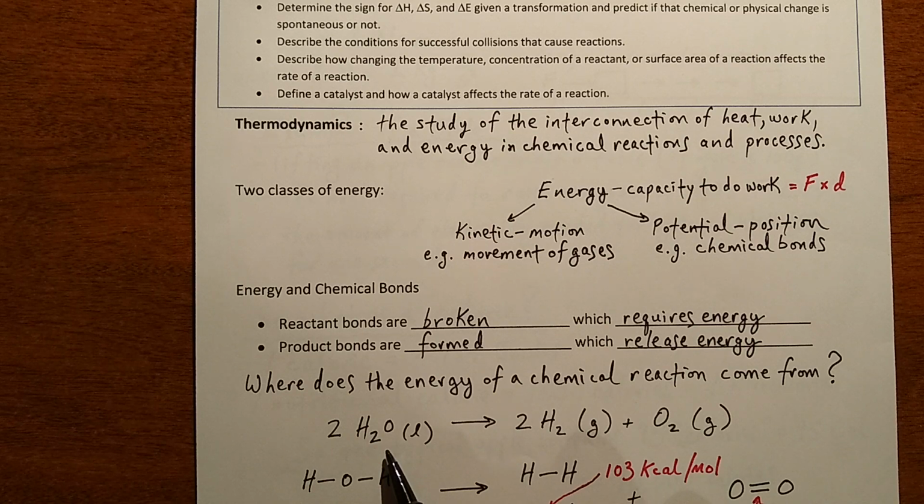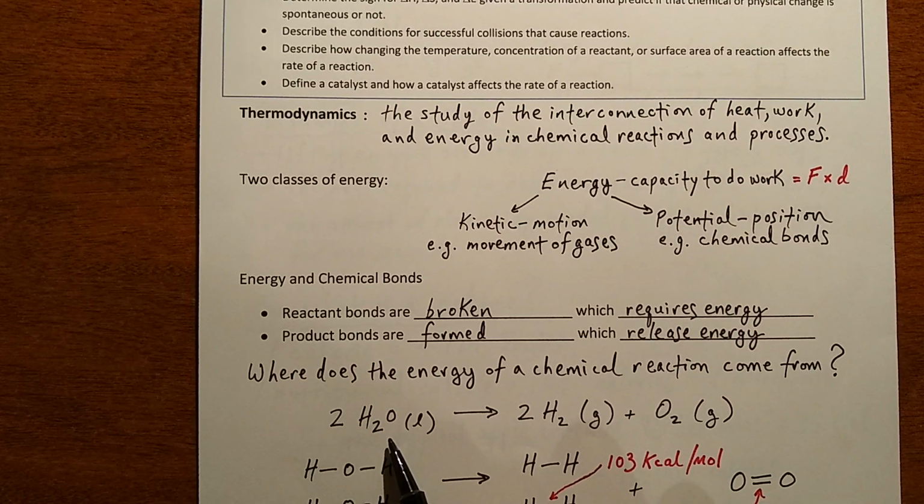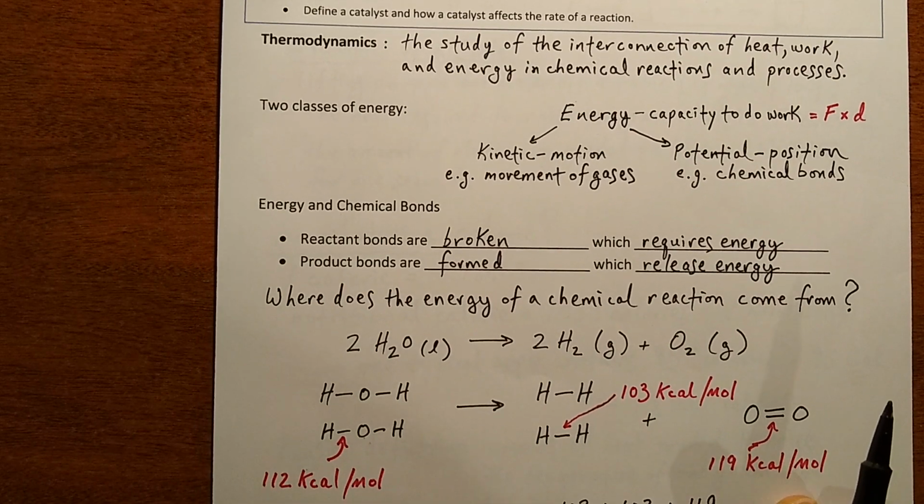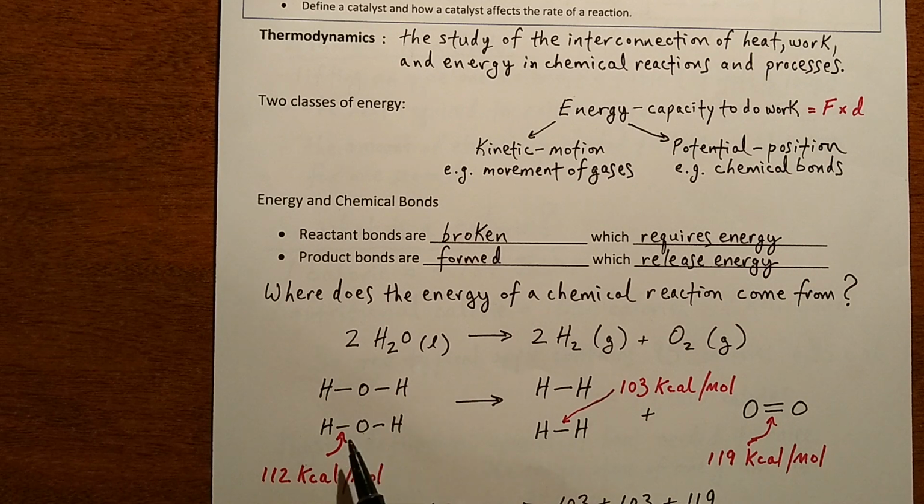Water isn't just going to break apart spontaneously. It has to have energy put into it. But when you form the products, you get energy back. So when product bonds are formed, you release energy. So how we do that in chemistry is we look at the Lewis structures like we've drawn before. If you look at this balanced reaction, it's two water molecules give you two hydrogen molecules and oxygen gas.